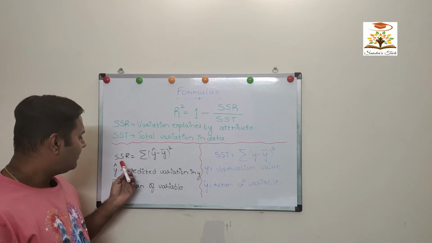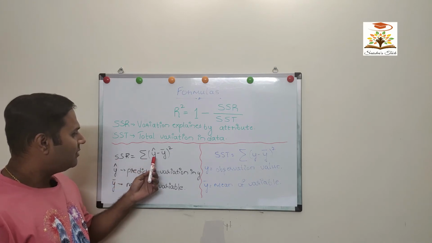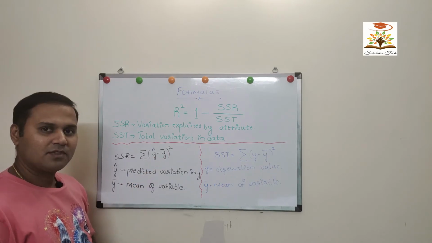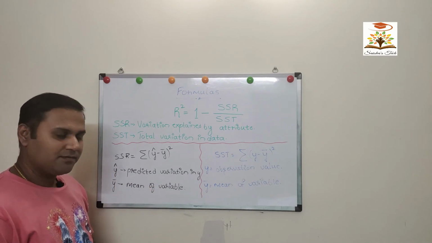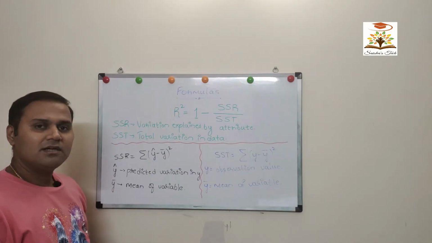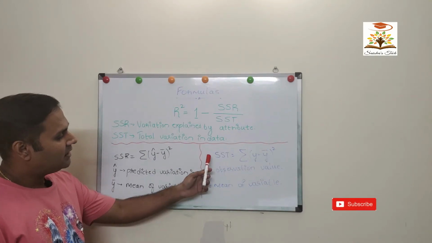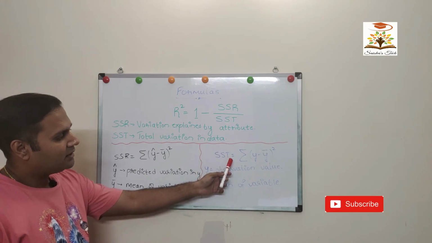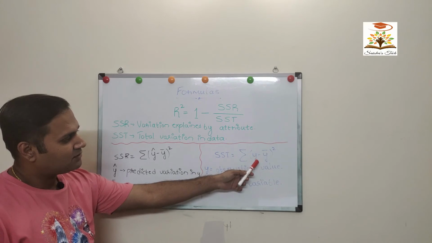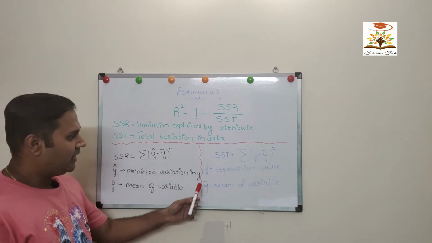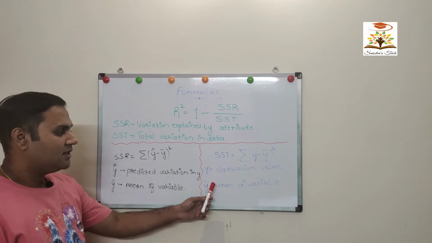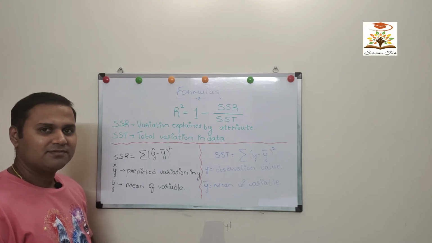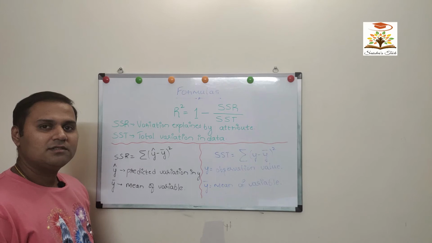To calculate SSR, we have the formula summation of (y hat minus y bar) the whole square, where y hat represents the predicted value of the attribute and y bar represents the mean of the variable. Similarly, SST can be calculated using the formula summation of (y minus y bar) the whole square, where y represents all the observed values of the attribute and y bar represents the mean of that attribute. These were some of the formulas to calculate coefficient of determination.